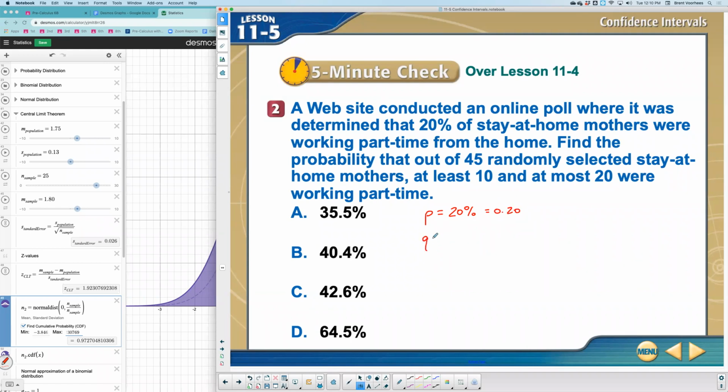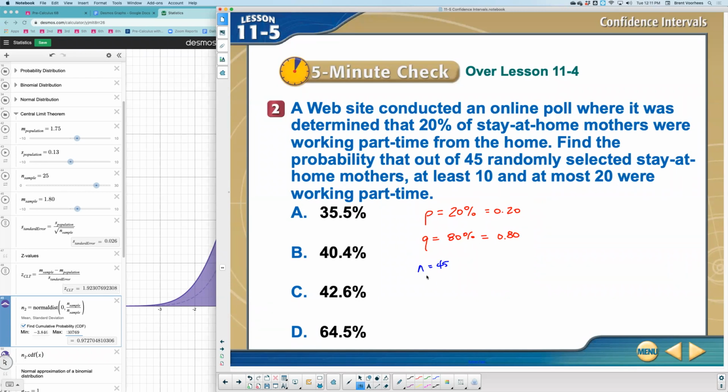And there's also another value. Binomial means there's two options. That means if 20% were, it means 80% are not working part-time, which would be 0.8. For the record, my wife would be part of this 20%. Now it says find the probability that out of 45 randomly selected stay-at-home moms, at least 10, that means you could be equal to 10, and at most 20 were working part-time.